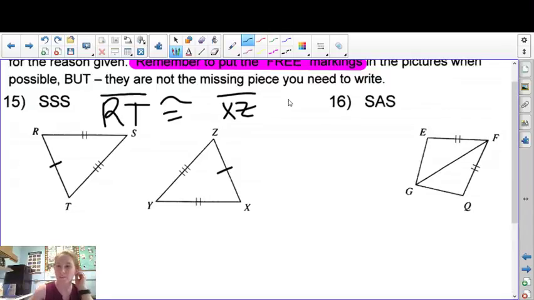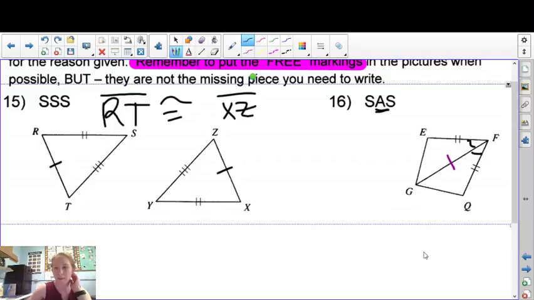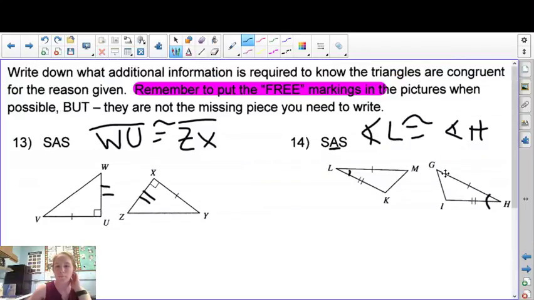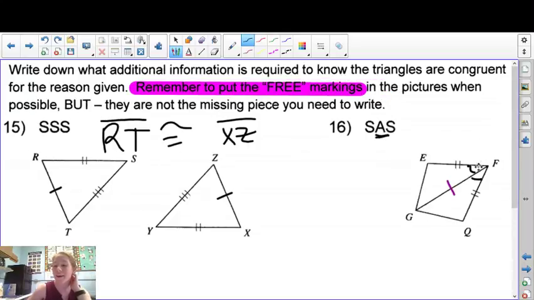Number 16 is side, angle, side. Ooh, I have a free marking. My side of GF has to be congruent to itself. So that's my free guy. So I'm looking now for the angle since I already have the side. So it has to be the angle in the middle. And when I did my last side, angle, side, if I go back for a quick moment, I had nothing else going on with that angle, so I could use a single letter. However, F has got the whole big angle, and each of the smaller pieces. So I can't just use a solid one letter for that.